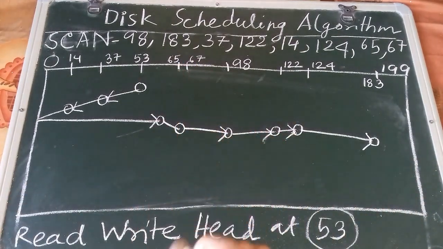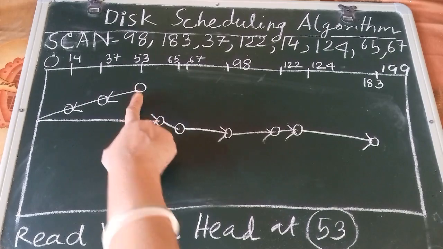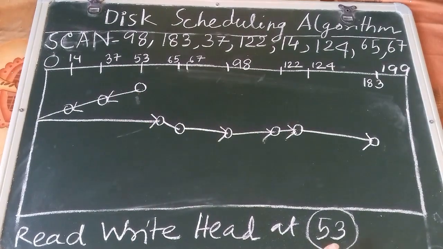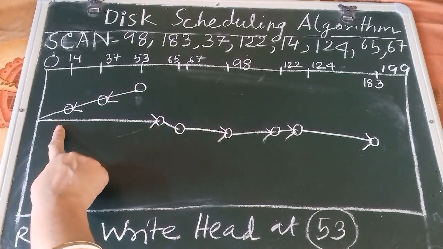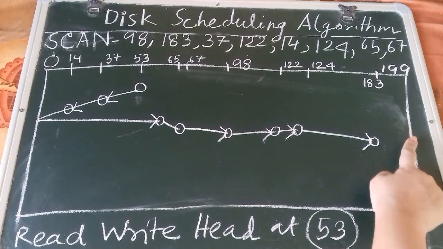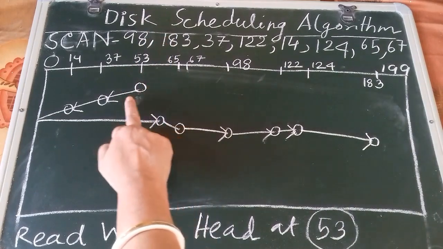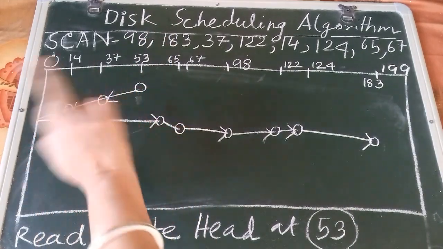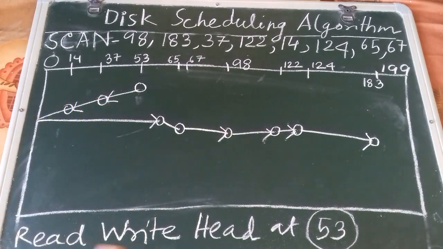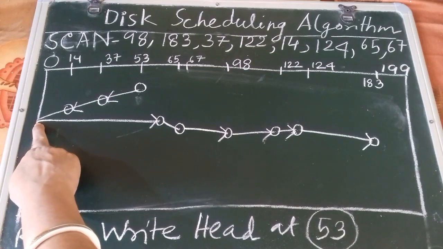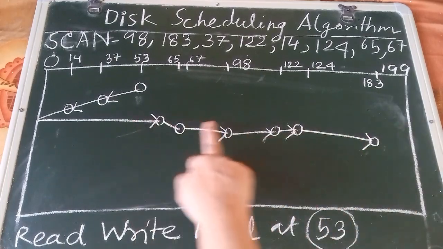So according to SCAN disk scheduling, the first thing to remember is where your read write head is currently pointing. Start from that and go to one end which is nearby. You could have gone to the other end also; it is probably not a mistake. It can go to any end, but preferably it should go to the end which is near to the current location. So it goes to 0. While going to 0, the 37 and 14 requests are satisfied. It has touched 0. Then it has taken the turn to the other side and keeps on satisfying the requests.